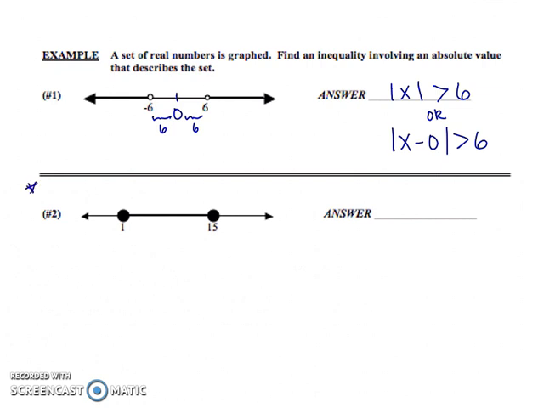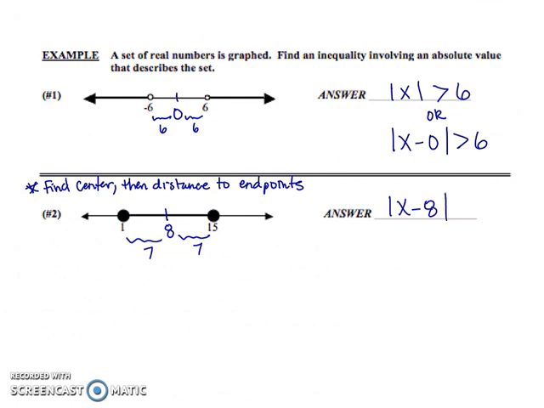So what we're going to do first on number 2 is find the center, then the distance to end points, because that's all information that we need. So if you think about 1 and 15, the center value that's right in the middle of 1 and 15 is 8. And it's 7 units from 8 to 15, and it's 7 units from 1 to 8. So that tells us that inside the absolute value, we're going to have x minus 8, because 8 is the center of our graph. And then the absolute value distance is 7.